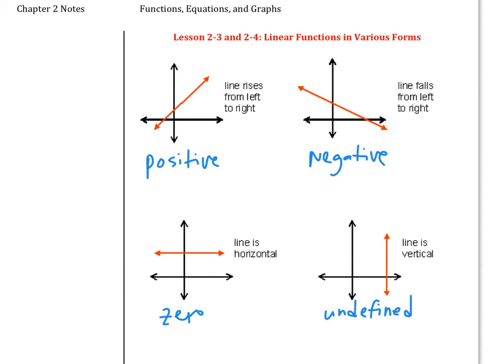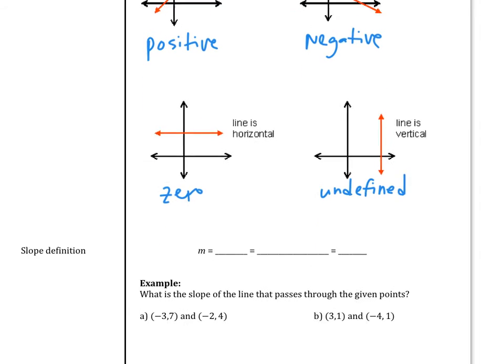Did you get these right? A lot of people get confused between 0 and undefined. 0 means that it's a flat line, so basically there's no change in slope. And undefined means that it's undefined slope, meaning this line goes straight up and down.